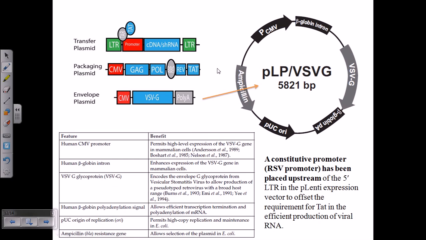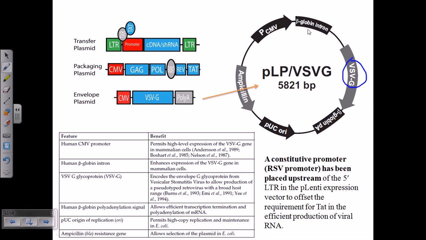Now the third part is the envelope plasmid, which carries only the envelope encoding segment, here VSVG. It encodes the envelope G glycoprotein from the vesicular stomatitis virus, and that's why it's called VSVG: vesicular stomatitis virus, and G stands for the G glycoprotein. This has a broad host range, so it can attack a broad range of hosts.